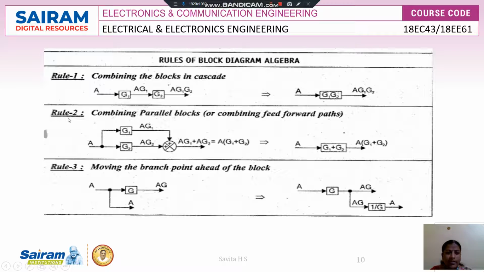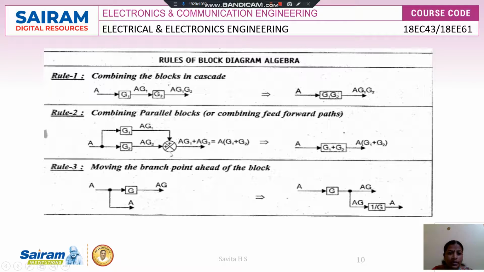So next one is combining the parallel blocks, or combining the feed forward path. You can see here two blocks are connected to the summing point and both are positive. So these two are parallel. The output of this will be A G1 plus A G2, and if I take A common, it is A of G1 plus G2. Here I can convert these two into one block because they are in parallel and both are positive. So I can write it as G1 plus G2.